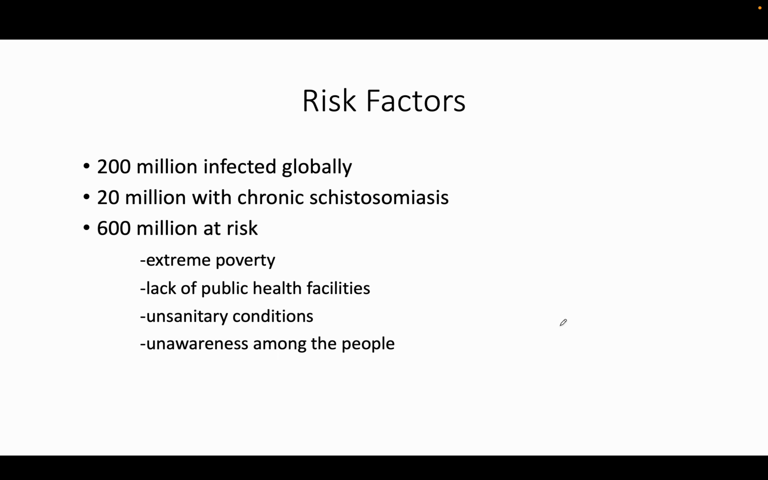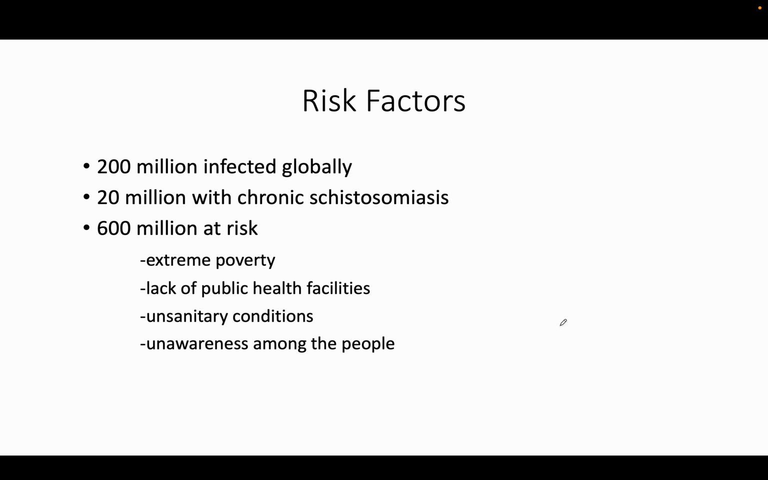And 20 million are seen to have chronic schistosomiasis, primarily because the infection is tied to consumption of the intermediate host, and about 600 million people are at risk of having schistosomiasis. This is tied to factors such as lack of public health facilities, extreme poverty driving this population at risk to consuming the intermediate host as a protein source, sanitary conditions, and public education or public awareness.